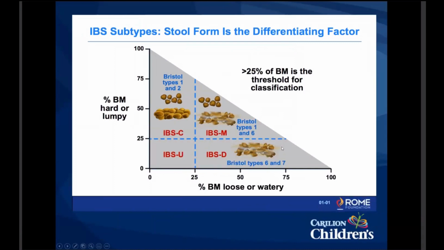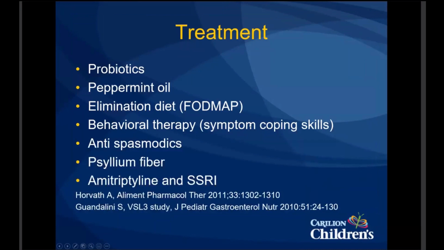Treatment: probiotics may have a role. I'm not seeing much help with probiotics in the past, but I always recommend them and try. Peppermint oil is quite effective. There is an actual peppermint oil capsule that is very effective. An elimination diet, for example of fermentable sugars that could cause abdominal distension and diarrhea, might be helpful. Behavioral therapy will be helpful to develop coping skills. Antispasmodics like Levsin and Bentyl; psyllium fiber is very helpful in constipation, IBS with constipation; and in some specific cases, amitriptyline, mostly with patients with IBS and diarrhea, and SSRIs when there is anxiety involved with the symptoms.